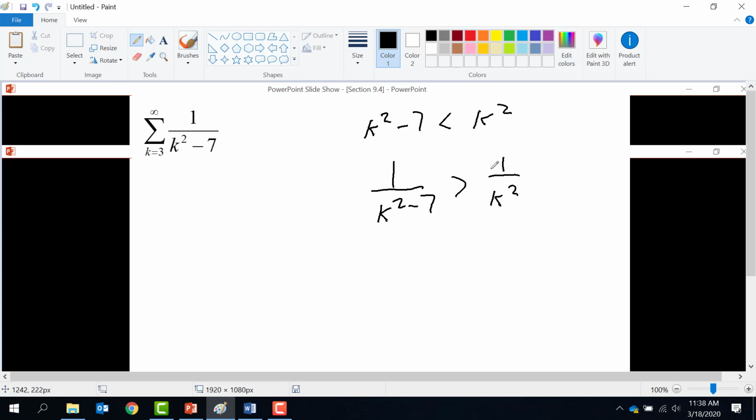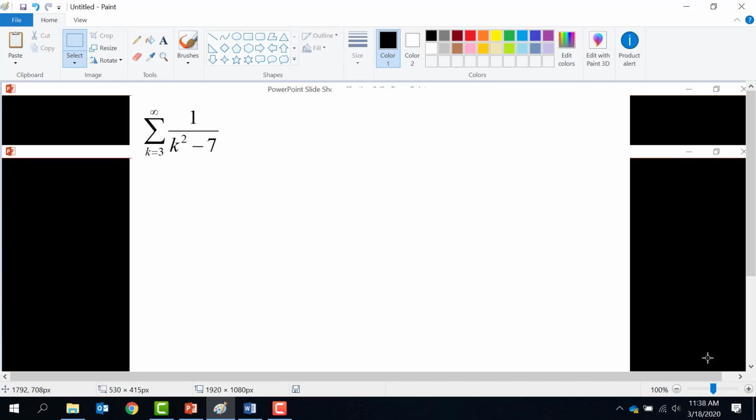If your terms are bigger than a series that diverges, then your series diverges. That's not what's going on here. So we're going to need to start over. Again, you need to be careful with what you're doing. You need to make sure that if you think a series converges, then you show that your terms are smaller than those of a convergent series. If you think the series diverges, then you need to show that your terms are bigger than those of a diverging series.